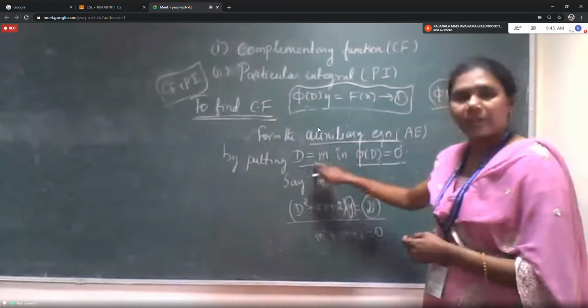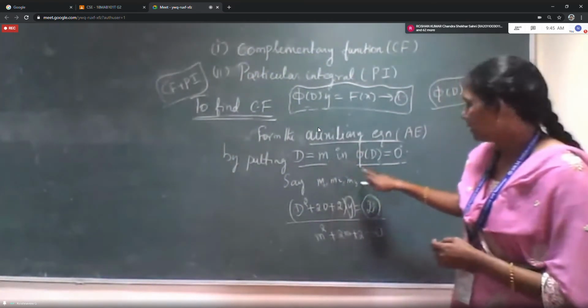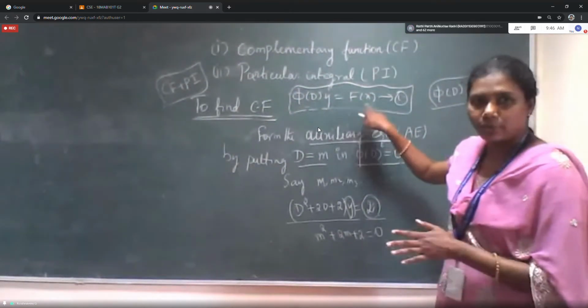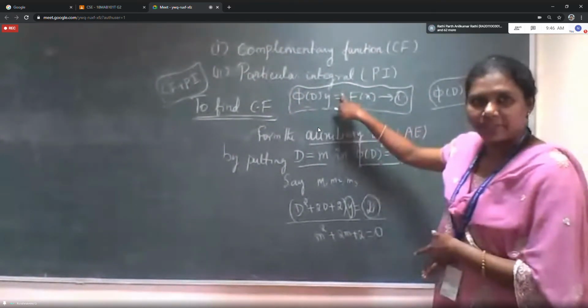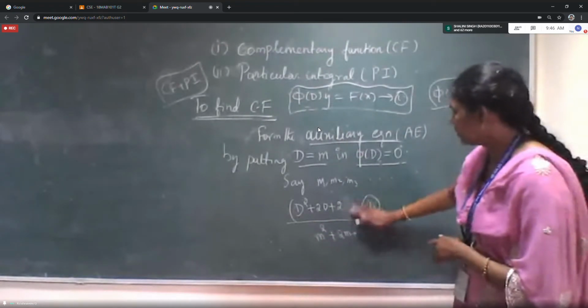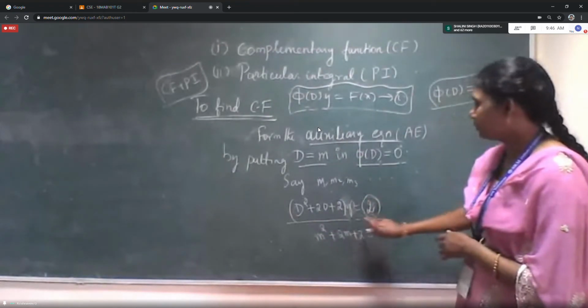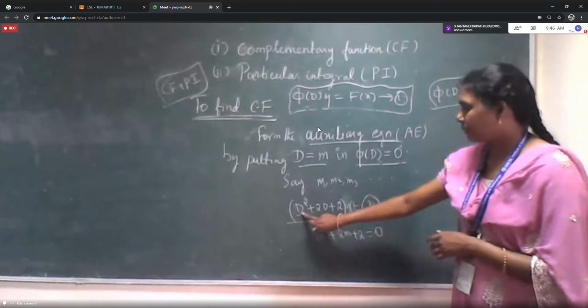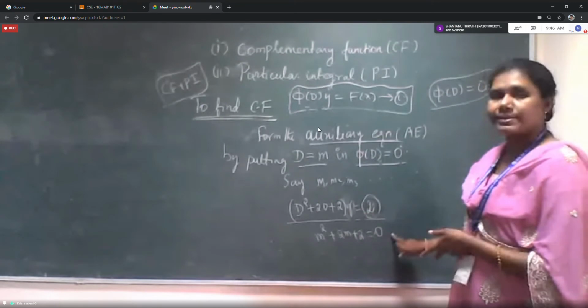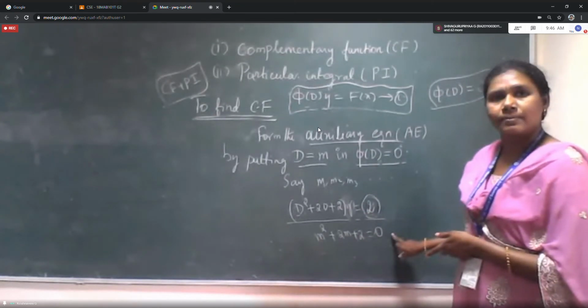Put D equal to m in the given equation, except for the right hand side. We have to take the right hand side as 0 only, except for y also. This is our given equation. What will come? m square plus 2m plus 2 equal to 0.